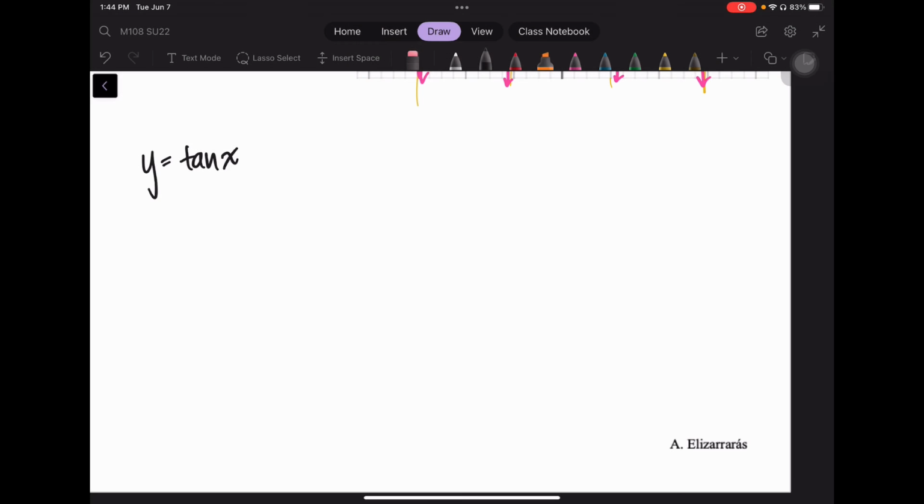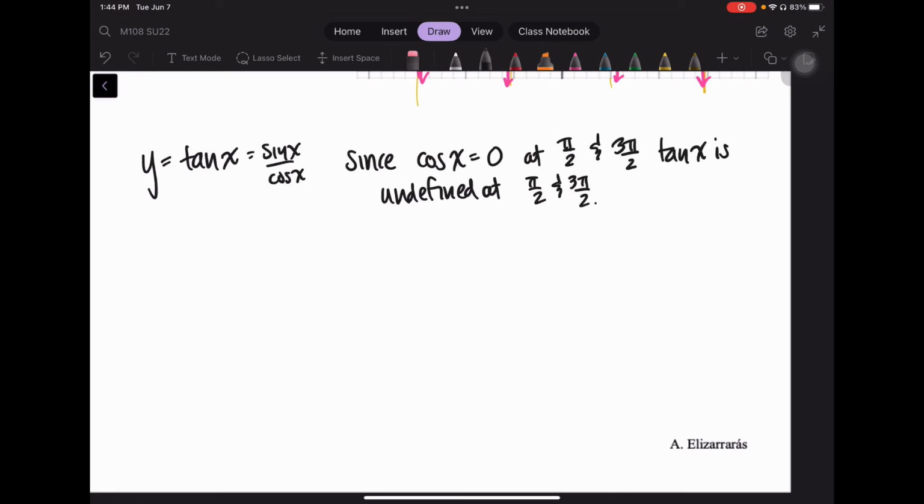The tangent function is the sine function over the cosine function. And so there are issues whenever cosine is 0, which happens at pi over 2 and 3 pi over 2. This means that tangent is then undefined at those values. A function being undefined means we then have vertical asymptotes at pi over 2 and 3 pi over 2.